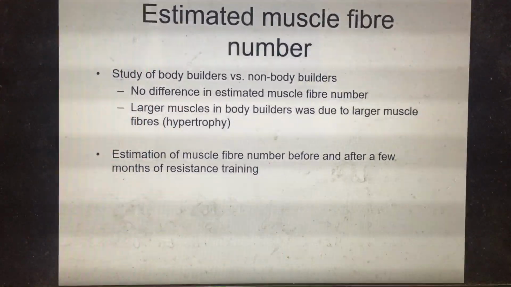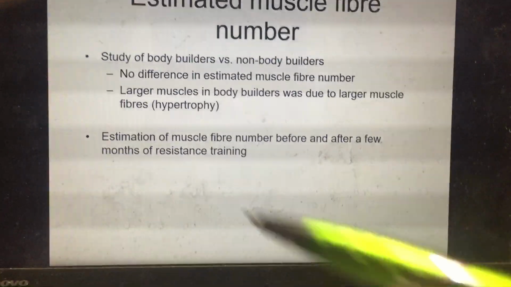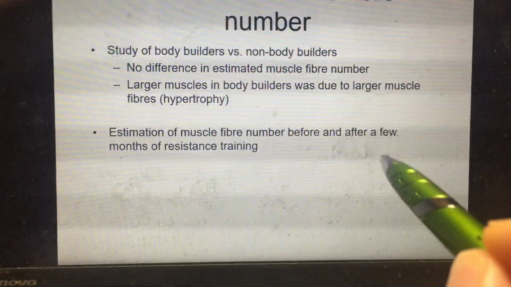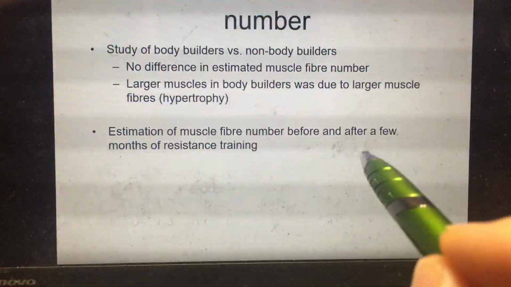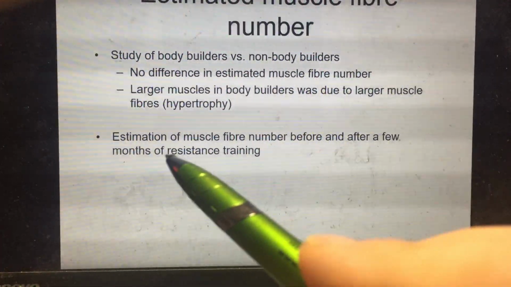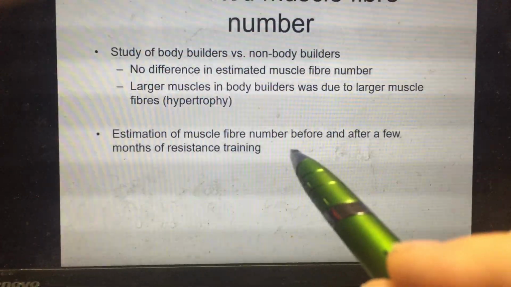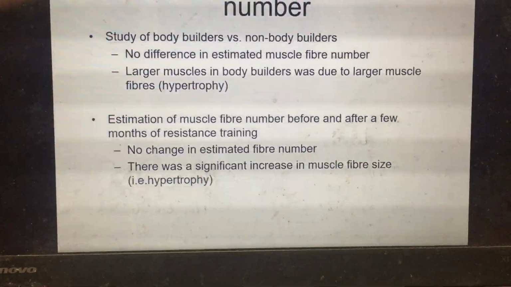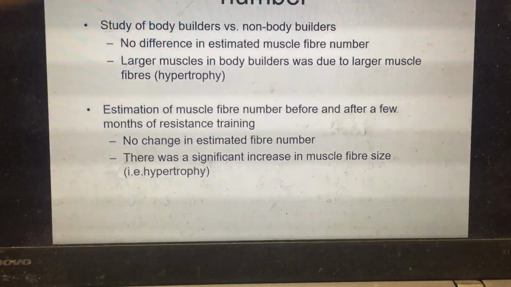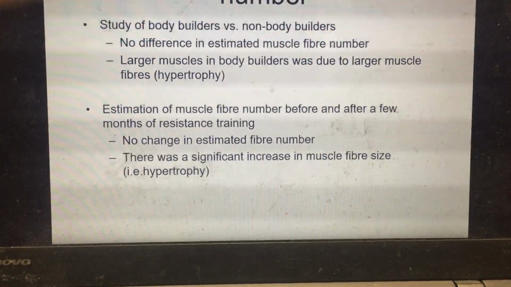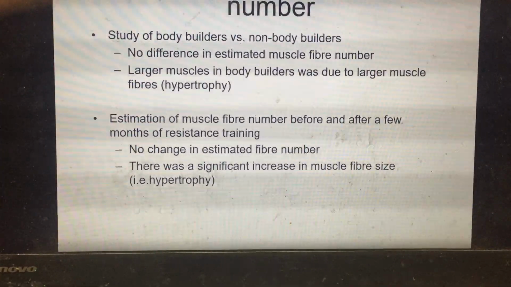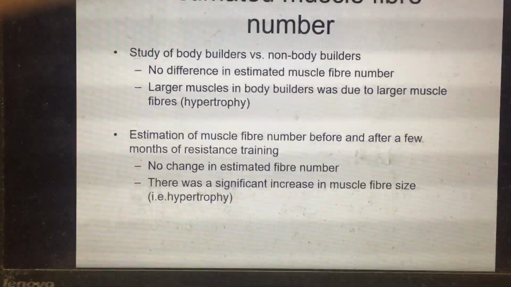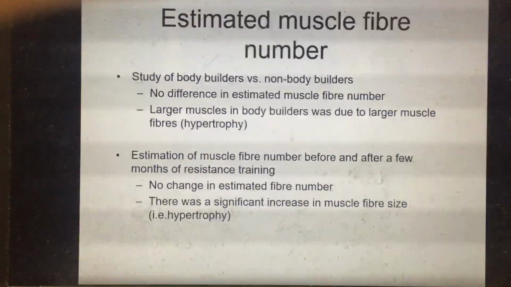so to hypertrophy. And then they did a training program, I think it was around 8 weeks, actually it was a few months, so it was probably more like 16 weeks. They estimated muscle fiber number before and after resistance training. And again, they found that the increase in muscle size was because of hypertrophy and not because of hyperplasia. So most likely in humans, you get an increase in muscle size because of hypertrophy and not hyperplasia.